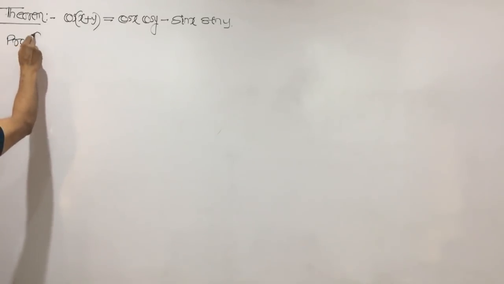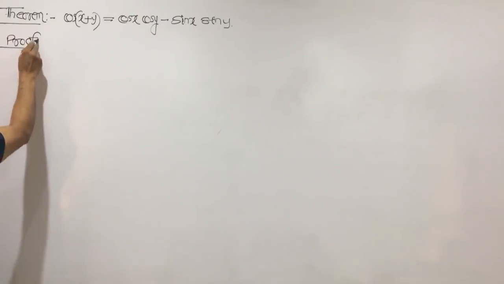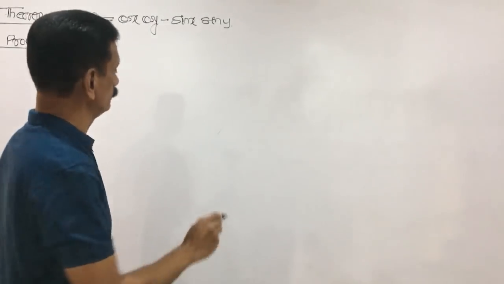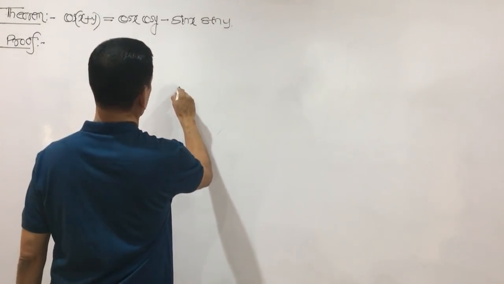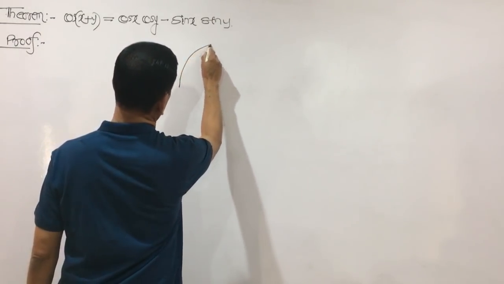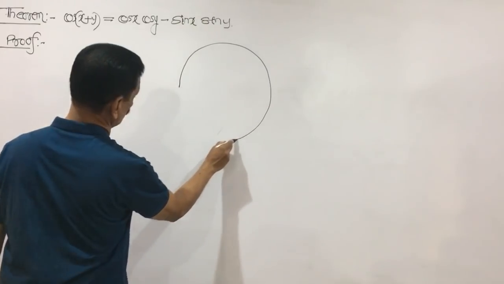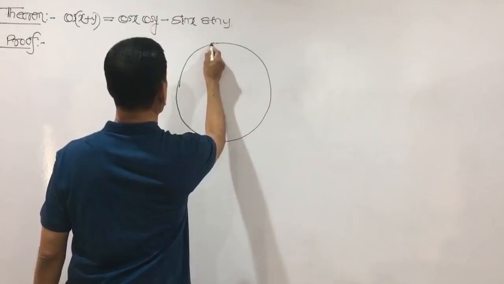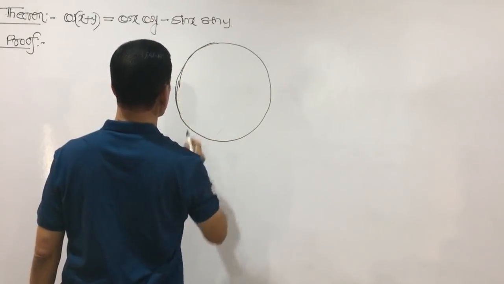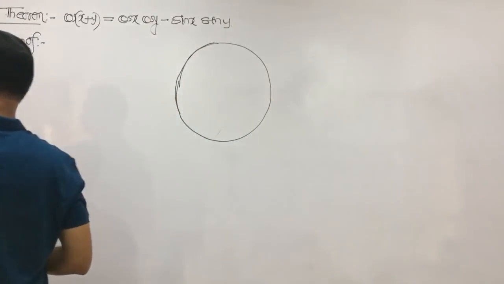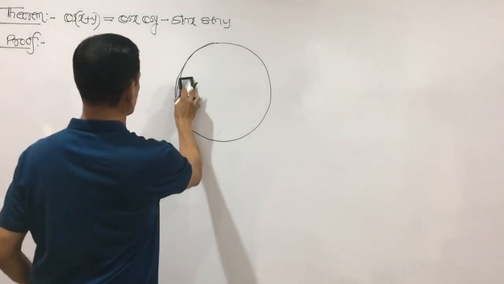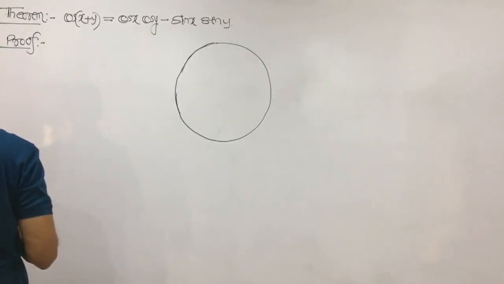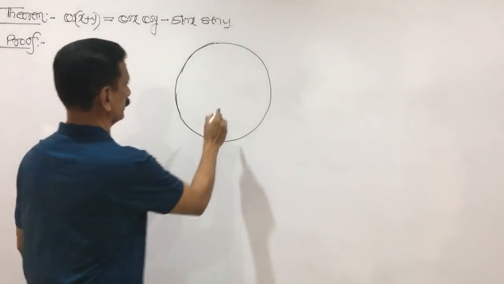Proof of this theorem. Listen carefully and try to understand, my dear friends. Okay, very important. 100% attention. Your attention should be 100% here. So here, my dear friend, this is a circle. This is a circle of unit radius, whose center is at the origin.